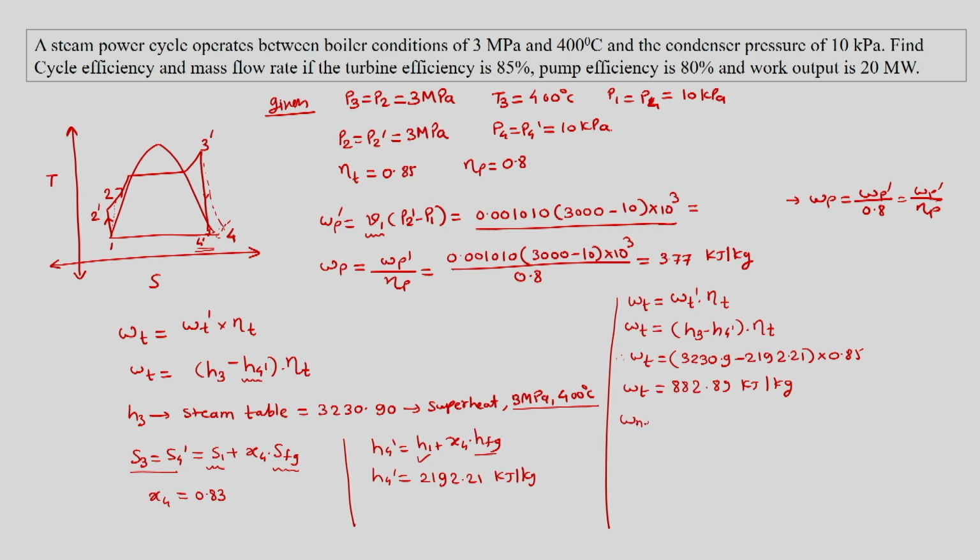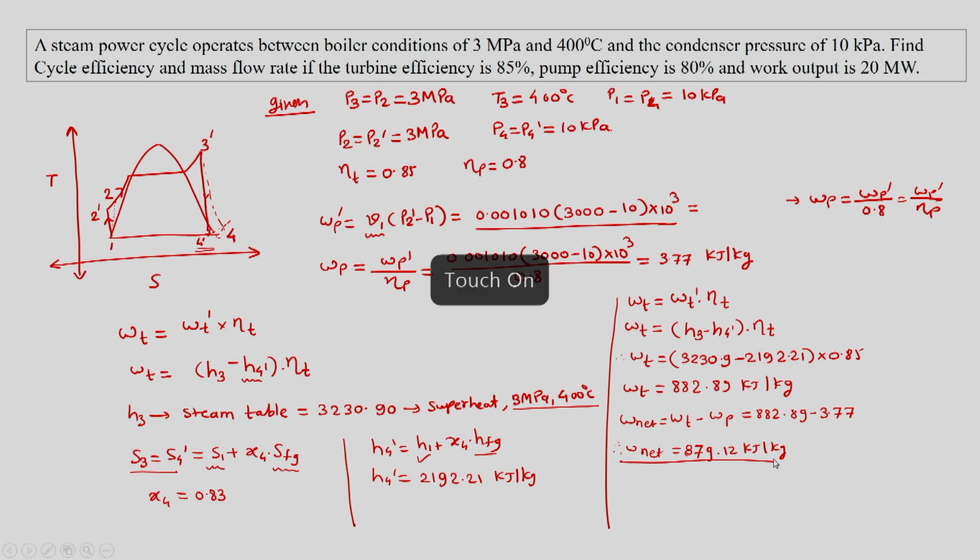Now we can find W net, which is the net work, and that net work is the turbine work minus the pump work. So it is 882.89 minus 3.77. So we know the net work in this case is 879.12 kilojoule per kg. Now knowing this net work, we can find the mass flow rate and also the efficiency.